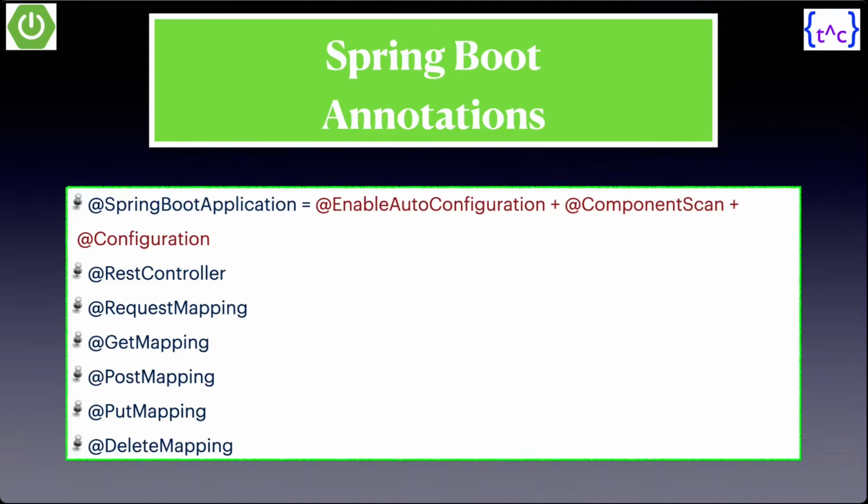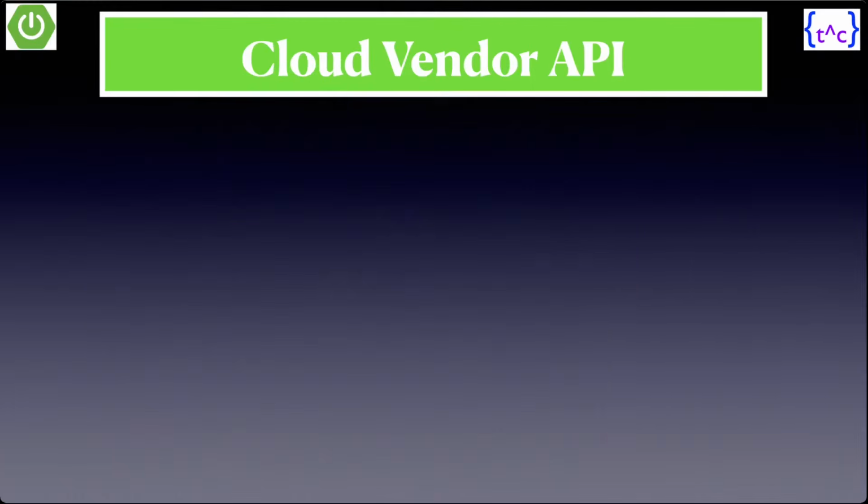Then we have request mapping to indicate the context path, get mapping, post mapping, put mapping and delete mapping. All these annotations we'll be using in our demonstration. So watch the session till the end so that you don't miss anything. I have shown you all the annotations which we will be using in our demonstration. Now I will show you which service we are going to make.